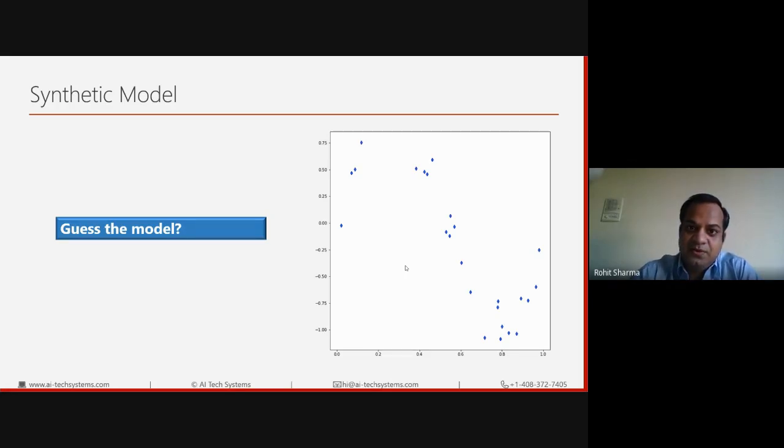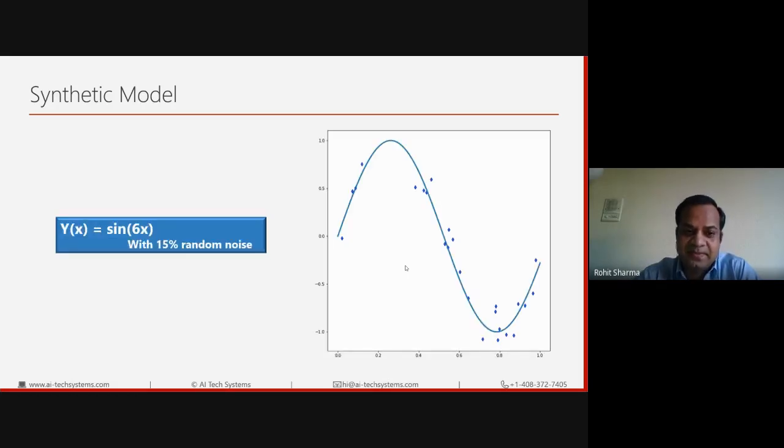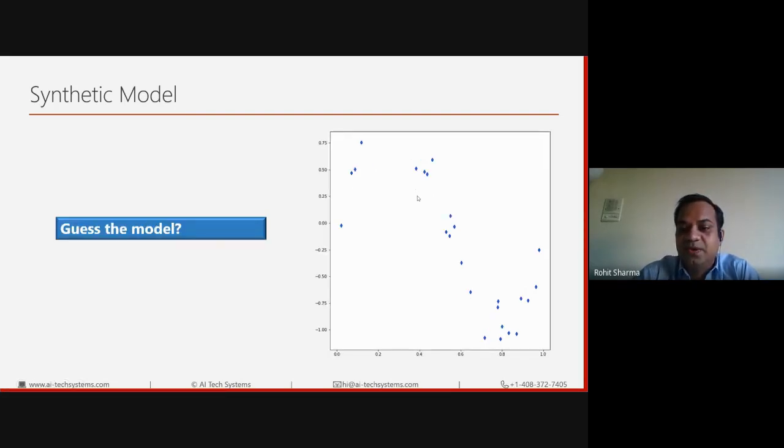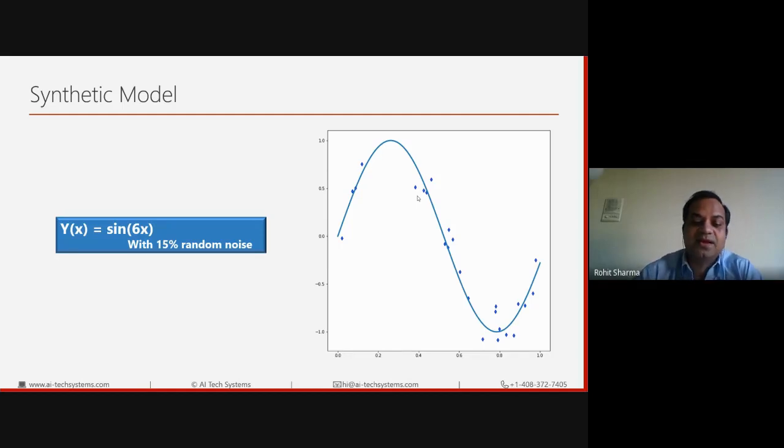So by now you should have at least a guess that this is some kind of a curve, and that curve essentially is your sin x. What I did here is I set y equal to sin 6x, with 15% random noise. I used this equation, injected 15% random noise, and came up with these points. Here it's slightly difficult to see that this is a sin 6x curve, but once you draw it, it becomes fairly easy to understand.